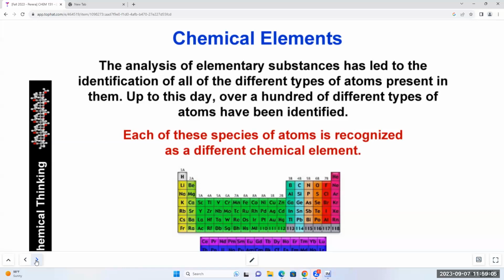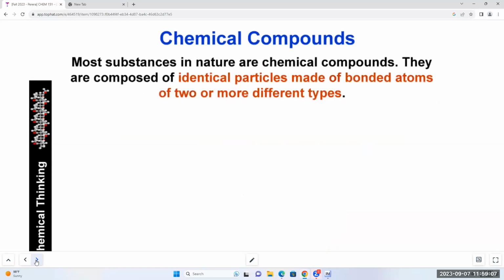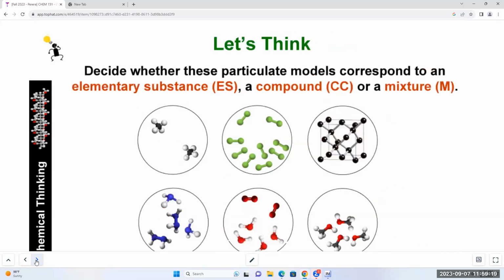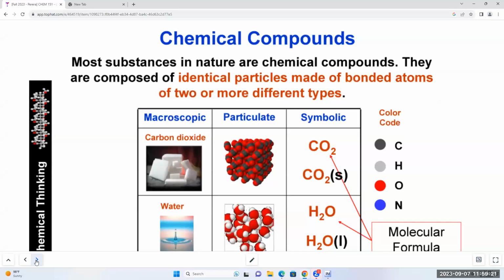All right. Now, that brings us to chemical compounds. Chemical compounds can be molecular, like carbon dioxide and H2O, or they can be ionic. We don't have the ionic example here, but if it's ionic, it's something like sodium chloride and calcium carbonate, and things like that.